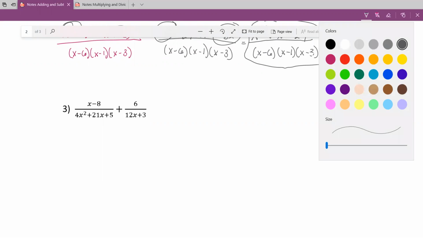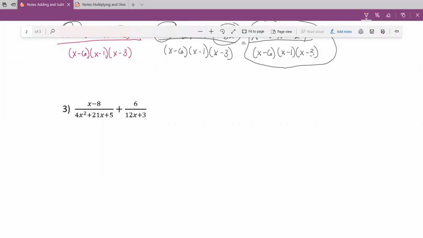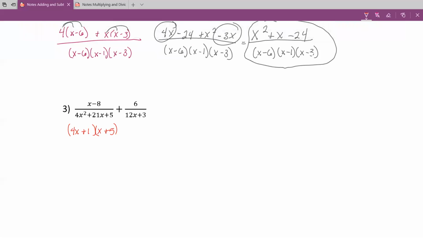Remember, I want to start by factoring out both the bottoms. 4x squared plus 21x plus 5 factors as 4x plus 1 times x plus 5. 4 times 5 gives me 20x, with one more x is 21x. So that should factor like that.